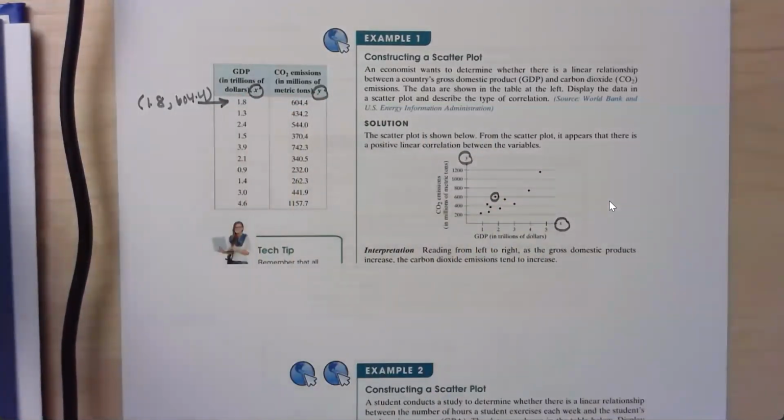And that's what we do. We just graph those points individually. We don't connect them, and that is our scatter plot.